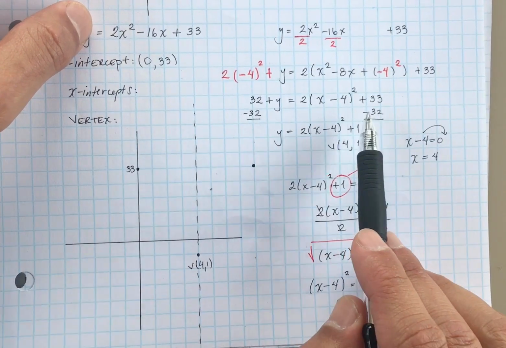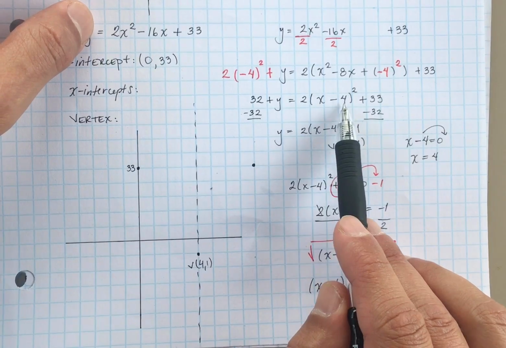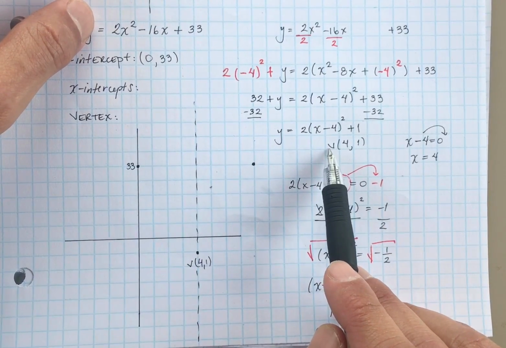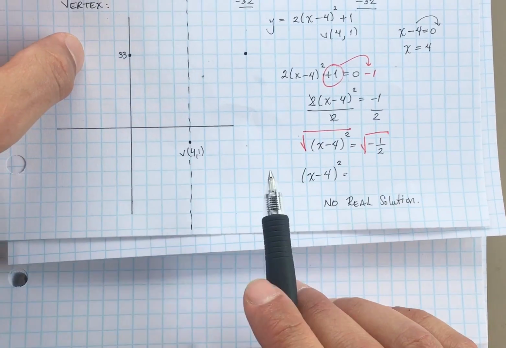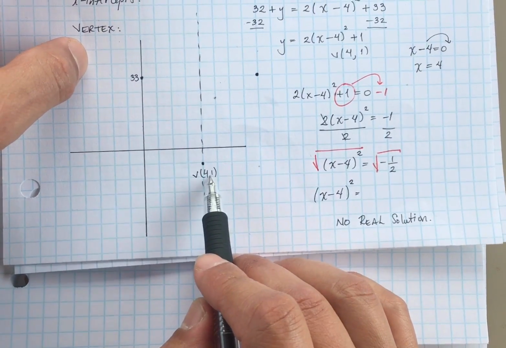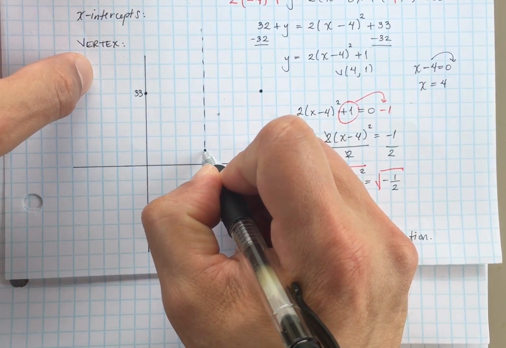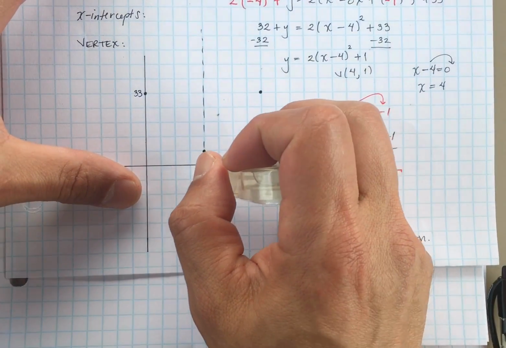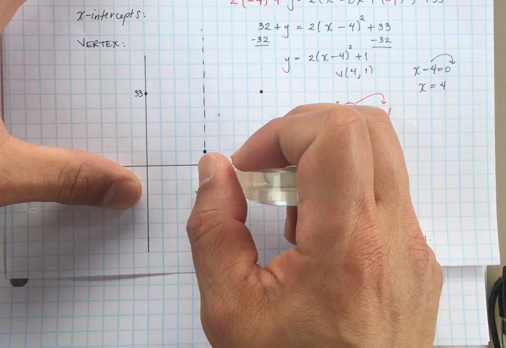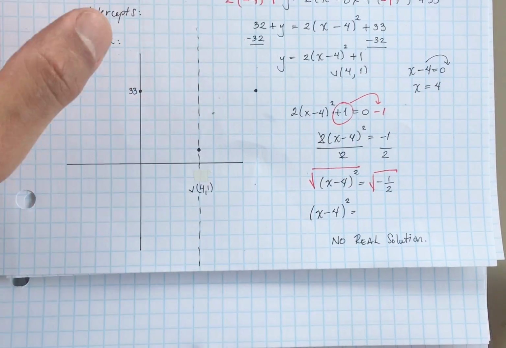Minus 32 on both sides. That becomes a 1, and that becomes correct. Oh, and what did I do? You see, it's supposed to be 4 comma 1. And what did I do? I went down. So it's supposed to be up. That's what happens when you go a little too fast. And that's good. And I noticed, wait a minute.